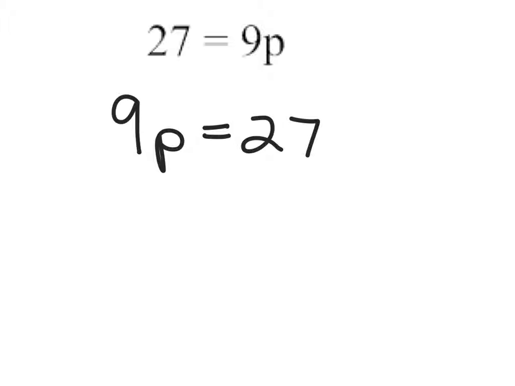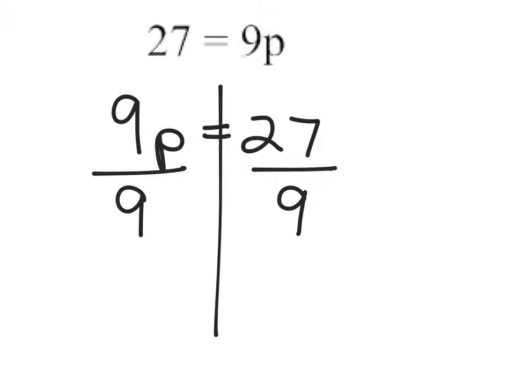Okay, now I talked to Brandy. Brandy, what number am I trying to get rid of? And how do I get rid of it? Right, because it's being multiplied. So divide by 9 on both sides. And the 9 dies because 9 divided by 9 is 1. So you're left with p is equal to 3.